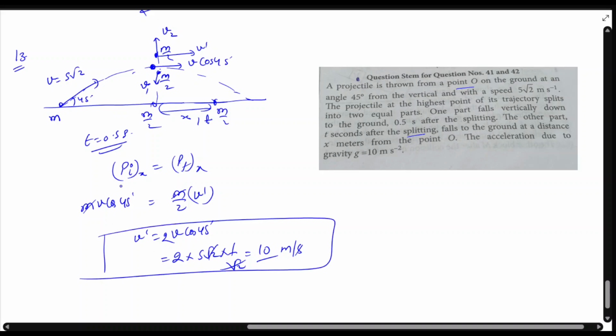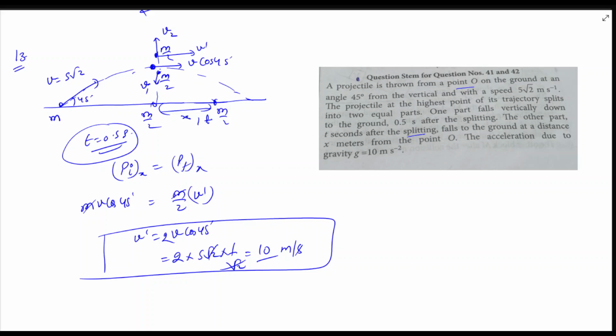Now, the question is how we'll find V1. So we have time and we have the height. Okay, so let's find it. Height is u square sine square theta by 2g, right? And u was 5 root 2. So it will be 25 into 2 into sine square theta, which is 1 by 2, and this will be 2 into 10. So this 2 will get cancelled, and this will be 1.25, right?